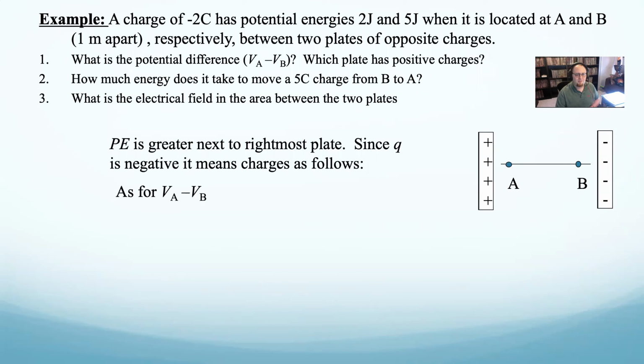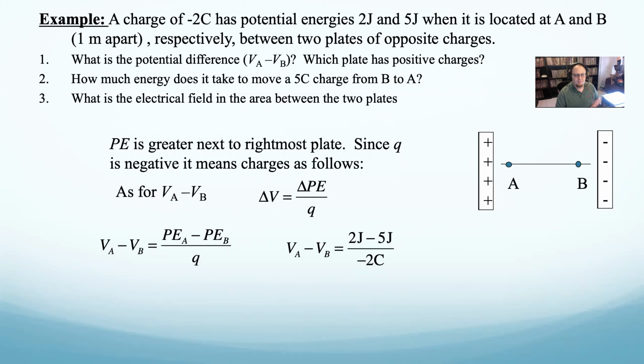Then it says, what's VA minus VB? Well, VA minus VB is just delta V, delta PE over Q. So the potential difference will be the change in potential energy over the charge. 2 joules minus 5 joules over -2, or 1.5 volts. So the potential difference, or the voltage, between these spots is 1.5 volts. Any questions?